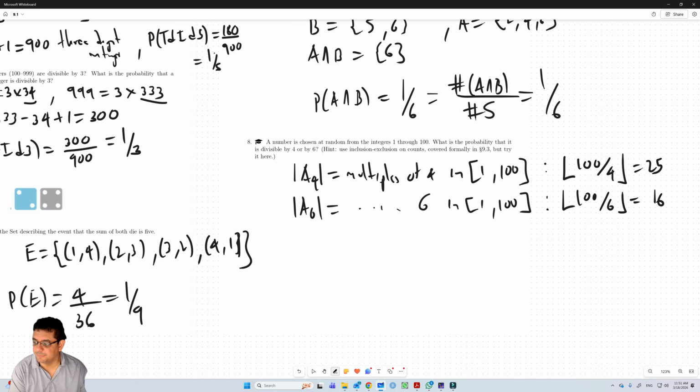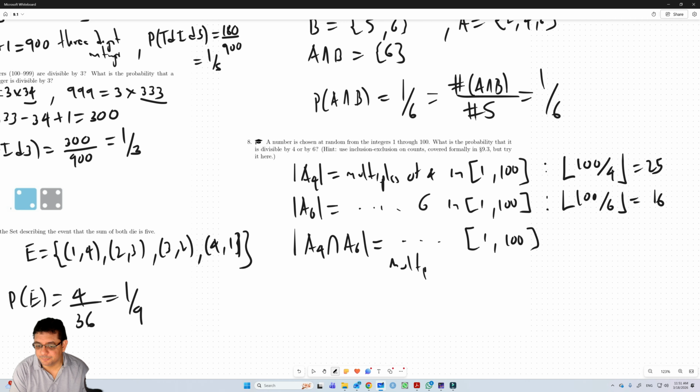And this is going to be the floor of 100 divided by 6, which is going to be 16. So now, if we're trying to count the numbers that are both multiples of 4 and multiples of 6 in 1 to 100, these are the multiples of the least common multiple of 4 and 6, which is 12, by the way. So what are the multiples of 12? Well, this is going to be the floor of 100 divided by 12, which is 8.